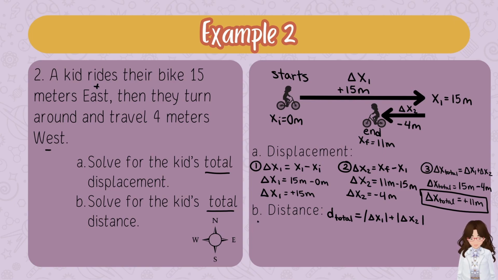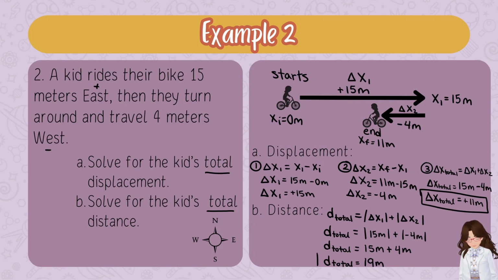So we can go ahead and plug in those two pieces to get our total distance is equal to the absolute value of 15 meters plus the absolute value of negative 4 meters. This is going to go ahead and simplify to 15 meters plus 4 meters. And 15 plus 4 meters is going to give us a total distance traveled of 19 meters. And that is our other answer.